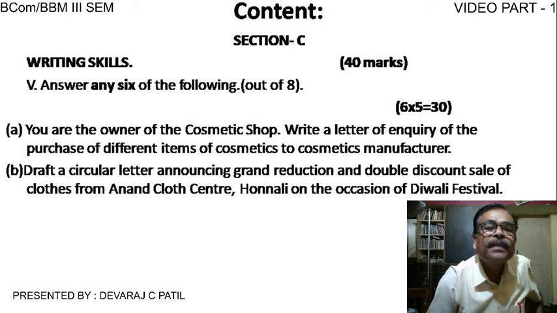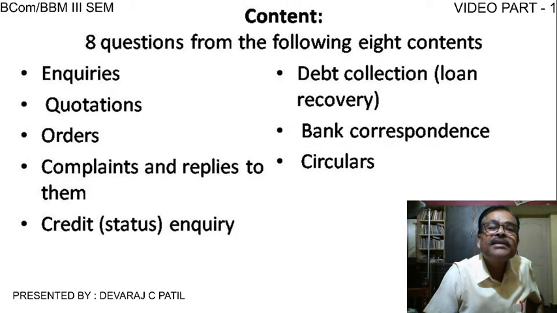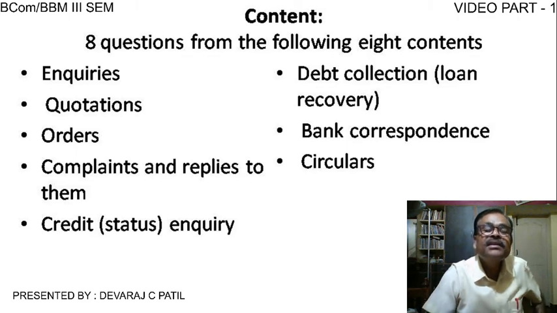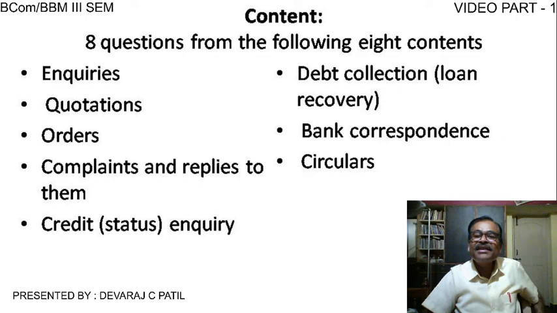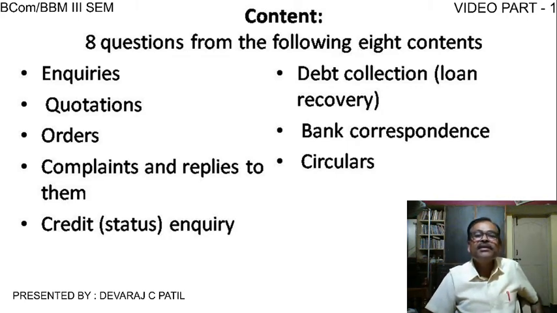That is C, writing skills, or business communication. Here there are some of the letters: enquiries, quotations, orders, complaints, credit inquiry, debt collection, bank correspondence, circulars. These are the different types of letters you will have to learn, and each letter will carry 5 marks, and that's why half of the marks is allotted only to section C, and that becomes very important.